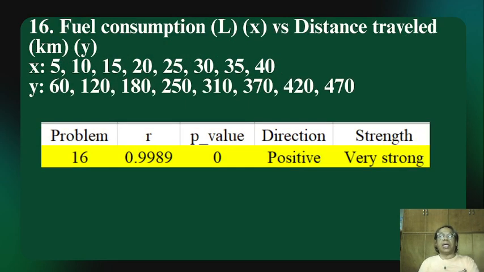Number 16. Fuel consumption in liters. That will be our X versus distance traveled in kilometers, and that will be the Y. So the values of X and Y are those that are reflected, and then using Excel, the R is 0.9989, the p-value is 0, the direction is positive, the strength is very strong.